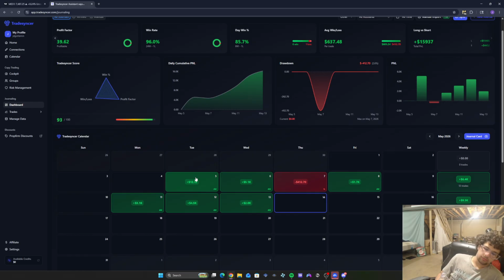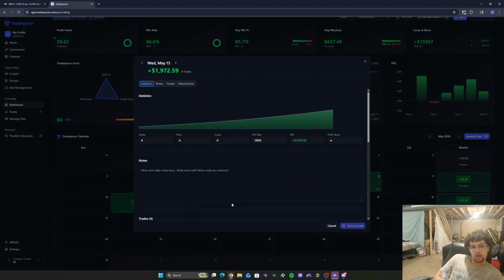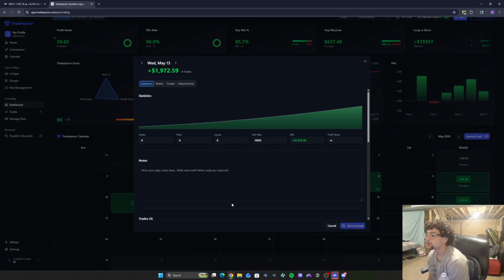Oh, yeah. Oh, sorry. I forgot to show this as well. 1972.59. That's what I made. $1,900, almost $2,000 for the day. This is off 4 accounts, 4 prop accounts, which is a pretty normal number, right? Because if I'm risking $300 to $400, then going for a little bit above a 1-to-1, then that's what I make.